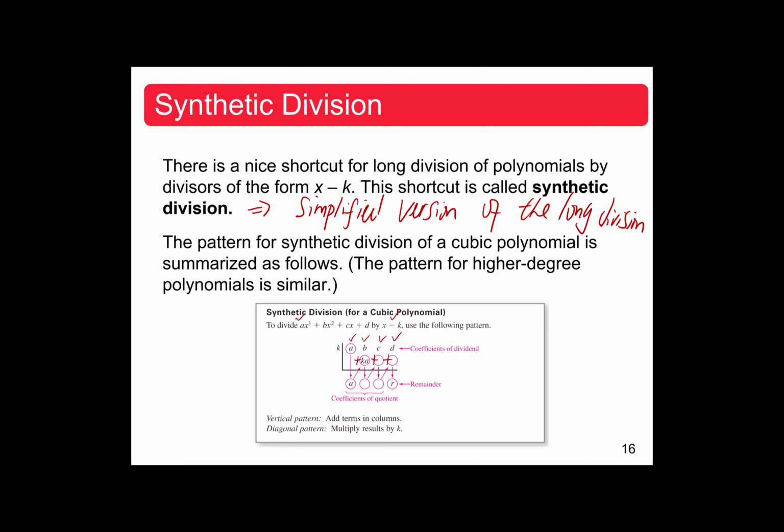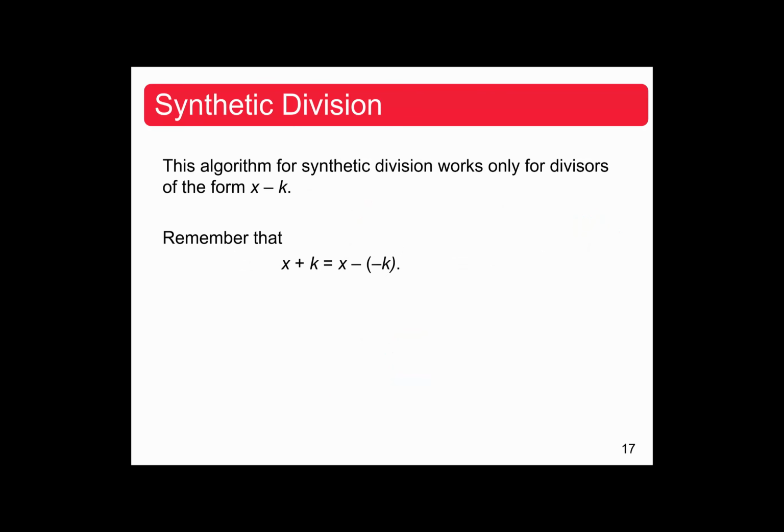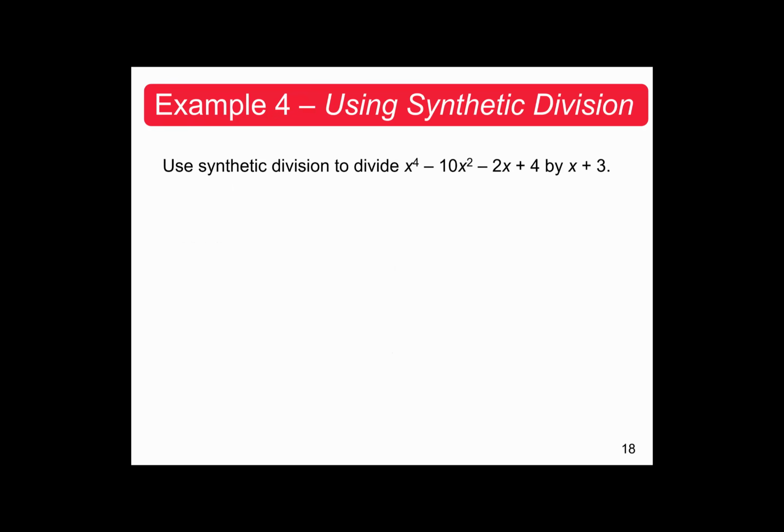Alright, so now let's take a look at an actual example. Let's say we want to use synthetic division to divide x to the fourth minus 10x squared minus 2x plus 4 by x plus 3. Right here, there's a missing term, which means we get to put it back: x to the fourth plus 0x cubed minus 10x squared minus 2x plus 4. So the missing term is 0x cubed, and x plus 3 is our divisor.